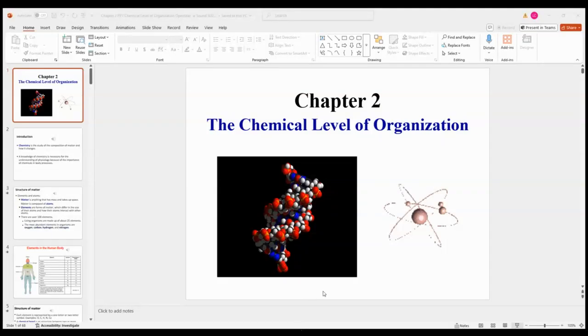Covalent bonds can be polar or nonpolar. So what's that mean, and who cares?